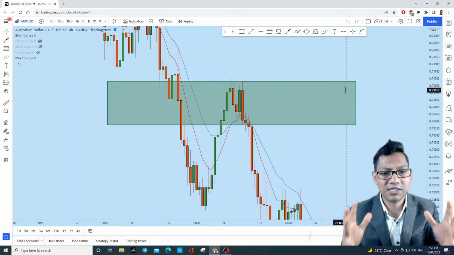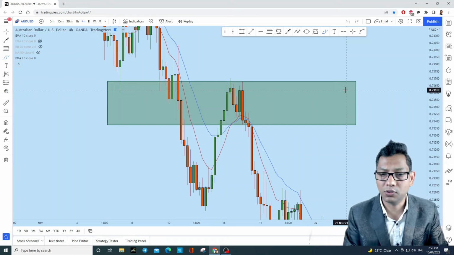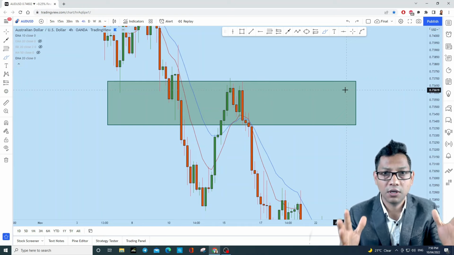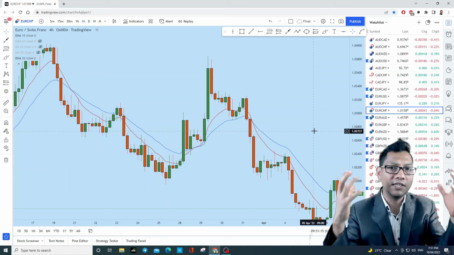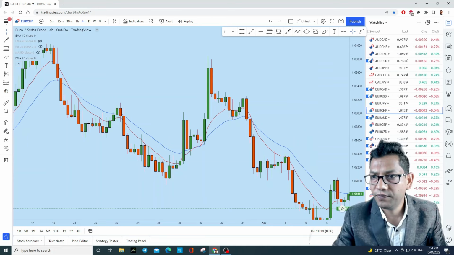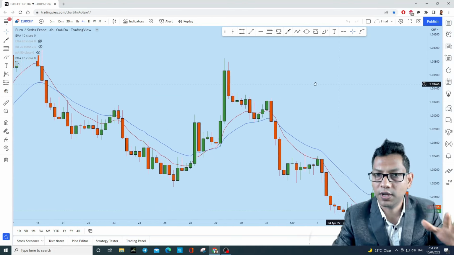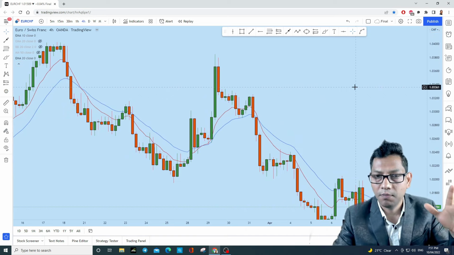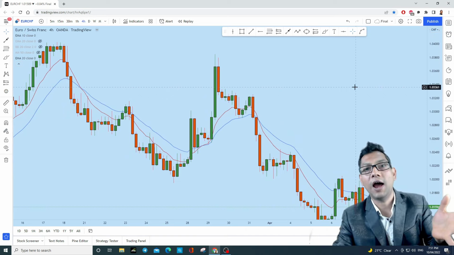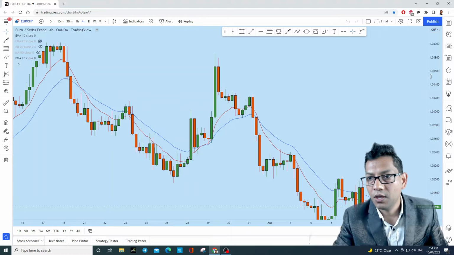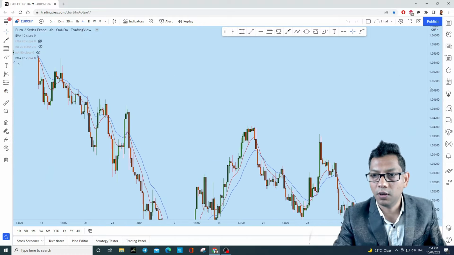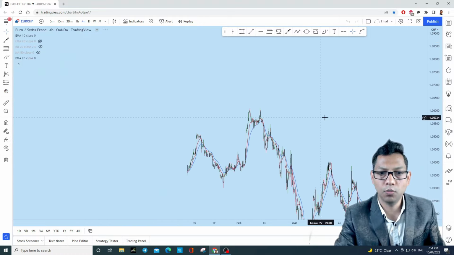So let's see more examples that will give you more confluence, more confidence in this lesson. Okay guys, so let's see this example, Euro CHF, the same time frame, 4 hour. You can check it in any time frame, but 4 hour and higher time frame is better. So let's see first of all the bigger picture. Zoom out of your chart.